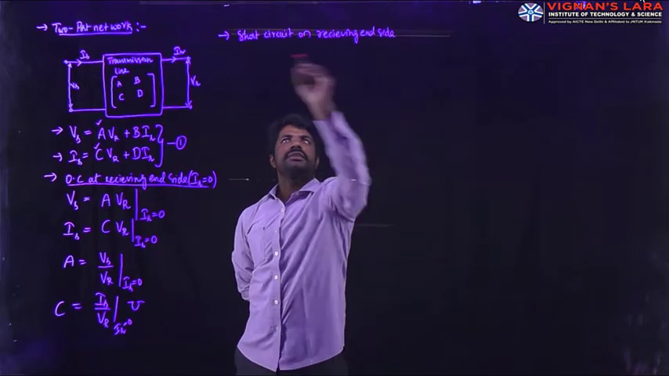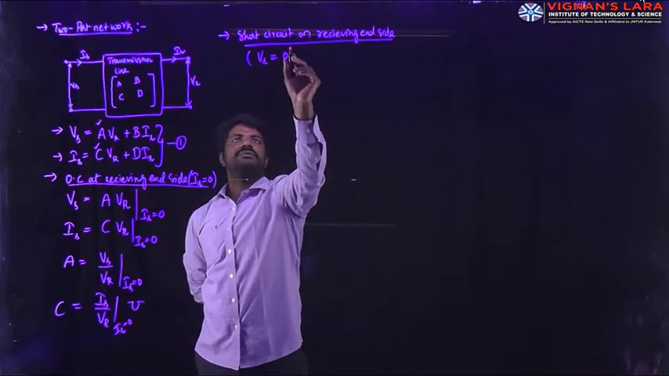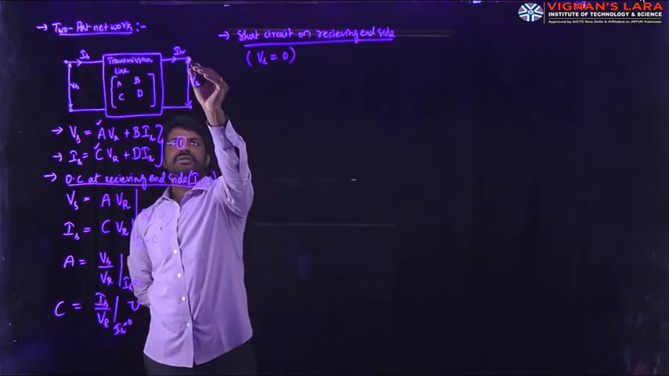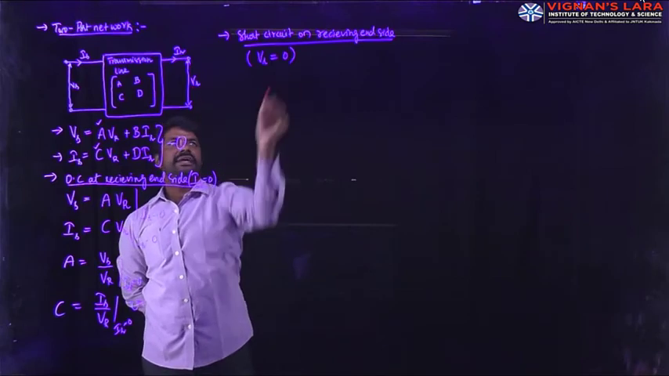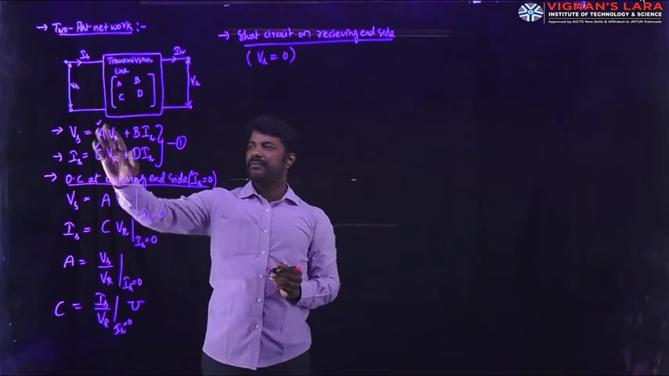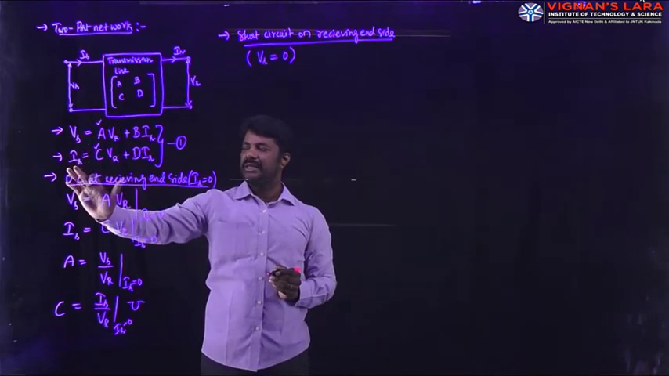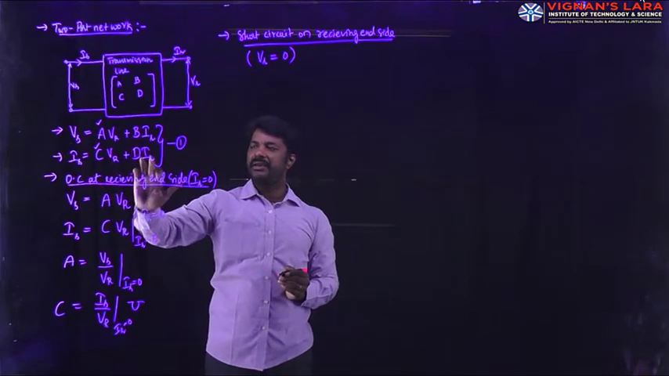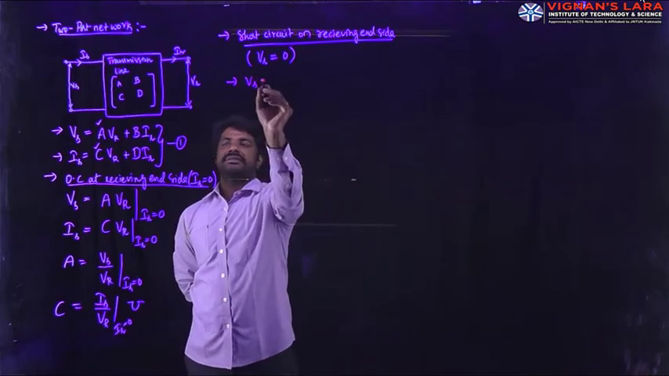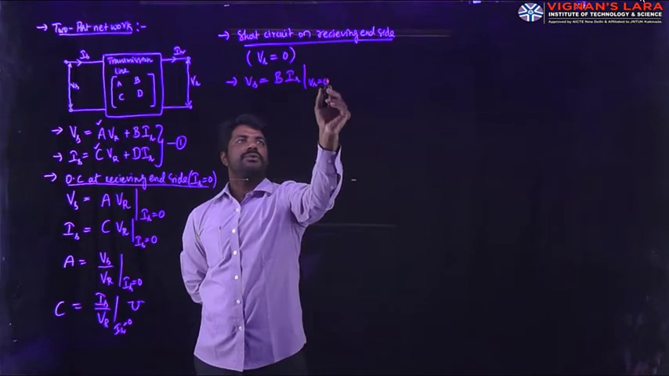Short circuiting on the receiving end side, technically its equivalence is VR must be 0. Under short circuit the voltage is 0, so these two terminals are short circuited, which keeps that voltage as 0. Whenever that voltage becomes 0, the first term in these two equations will be 0. So Vs and Is are correlated in terms of IR with the constants B and D, rewritten as Vs is equal to B IR with the condition VR is equal to 0.